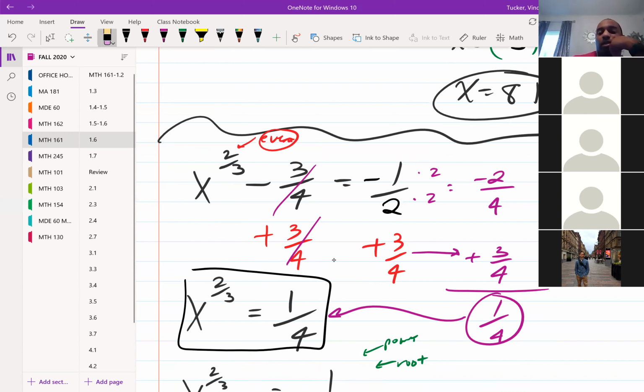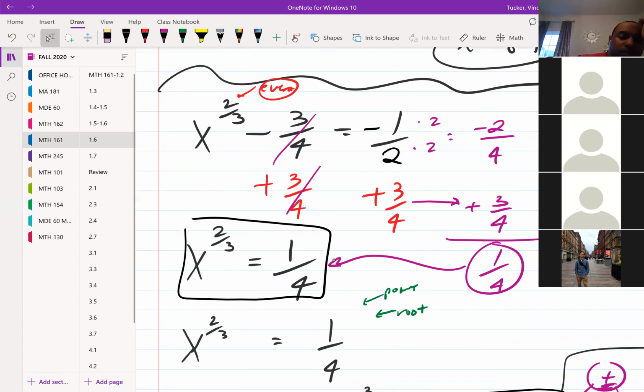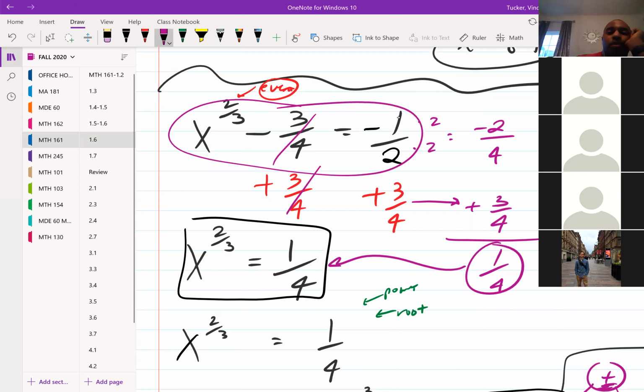All right. Questions before we look at the next piece? So we have x to the 2/3 equal to 1/4. All right, so I'm going to say something in the chat. This one is starting right here. The first one ended right there at x equal to 81.